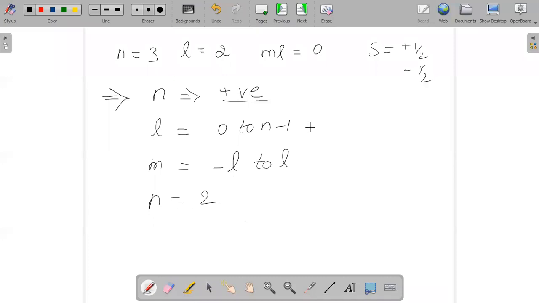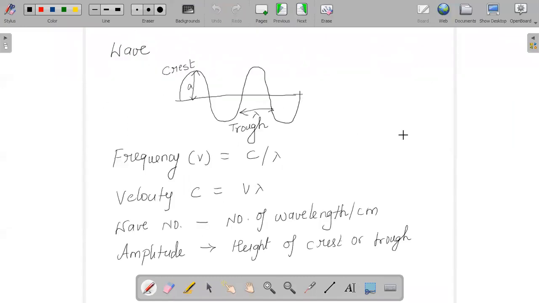And some theoretical portion we need to discuss from this chapter, that is, what is a wave, the relation between frequency and velocity, what is wave number, and what is amplitude. When you are talking about a wave, we say that it has a crest and a trough. The height is what we call amplitude; it can be the height of the crest or the trough, it doesn't matter, but it is considered as amplitude.